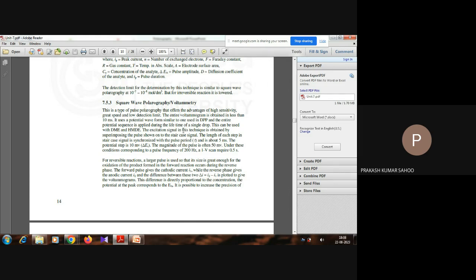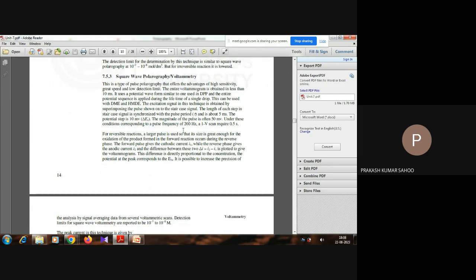So let's have the next part, that is square wave polarography or voltammetry. In this type, the advantages are with respect to normal pulse polarography and differential pulse polarography. These have high sensitivity, great speed, and low detection limit. So these three advantages are there: at low concentration it can detect, its speed is very high, and sensitivity is also high.